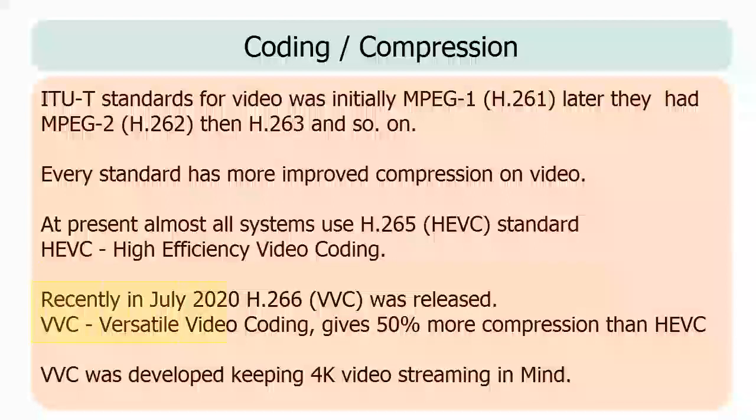Recently, in July 2020, H.266 versatile video coding was released and it gives 50% more compression than HEVC. VVC was developed keeping 4K video streaming in mind. Hopefully, in the near future we will be seeing 4K videos coming on our YouTube channels and our mobile phones.